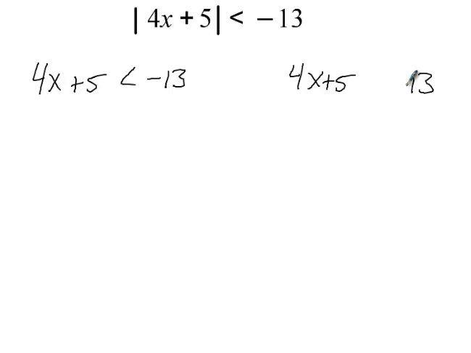Now, what do you know, though? Whenever we multiply or divide by a negative, what do we have to do with that inequality sign? Right, we flip it. So when it comes to an absolute value with an inequality, we write it first exactly how it looks, and then for the second split we flip the inequality sign and change the sign on the right-hand piece. Okay, we have to do that to maintain equality.